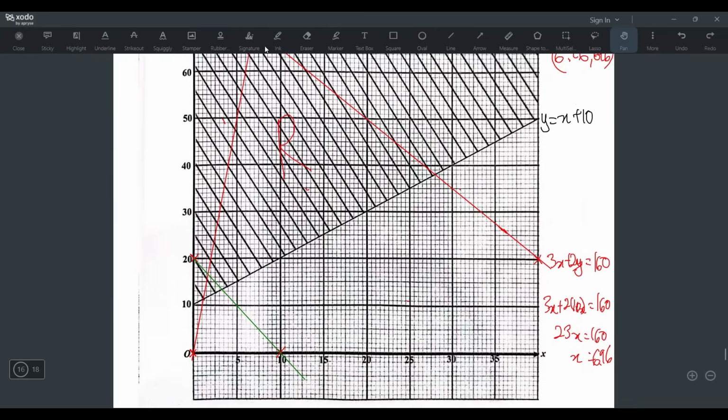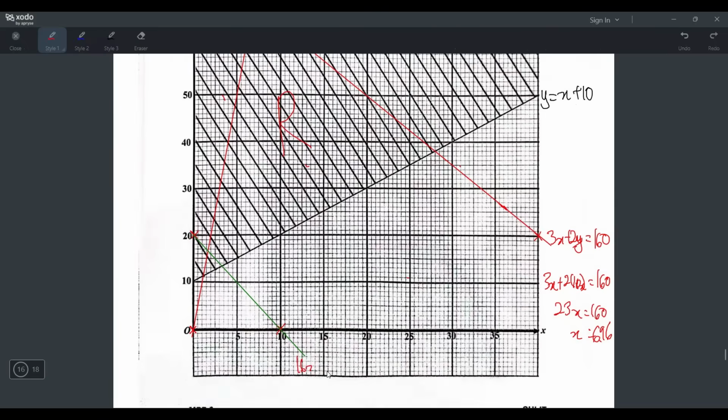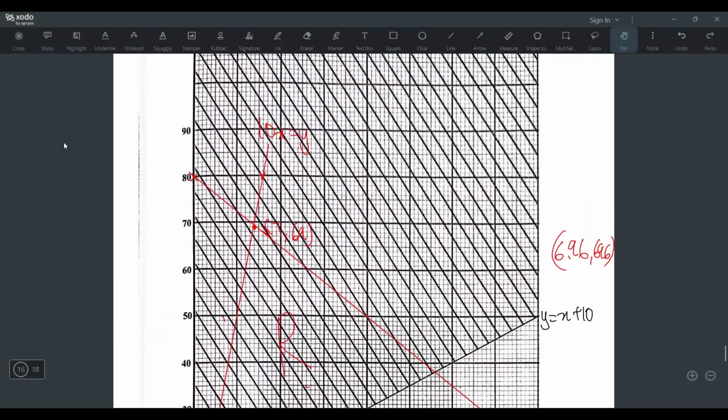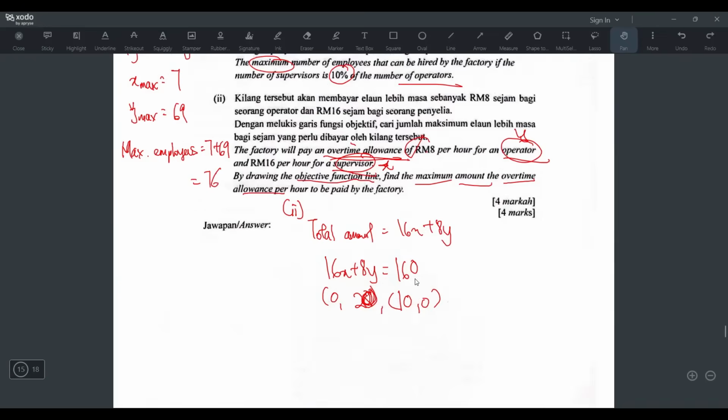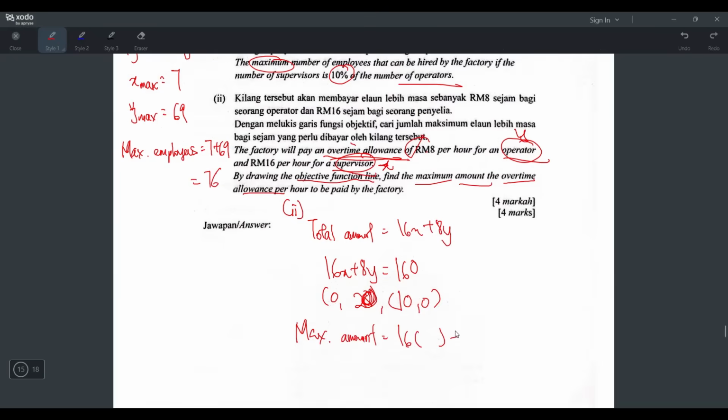16x plus 8y equals 160. Yeah, because I end up adding a zero, right? Yeah, I end up adding zero here. That's why it's 160. So now you can find the maximum amount of overtime allowance. I'll just write maximum amount lah. Just keep it simple. So it'll be 16x plus 8y.